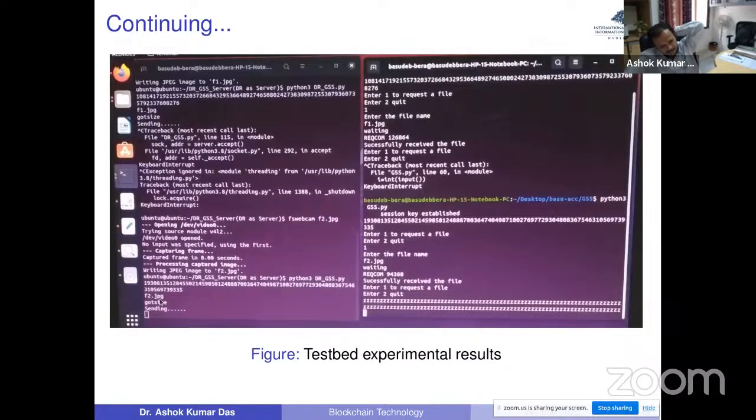For example, say the drone captures some image from some field. In our campus, we fly the drone in some area and capture a picture. That picture is stored in, say, the f2.jpg file. Then the JPG file is encrypted using AES-256 with the session key and sent to the GSS, where the GSS receives the file, decrypts it, and stores it. So this is well tested. This is how the protocol can practically be implemented for secure communications between the drone and the GSS.